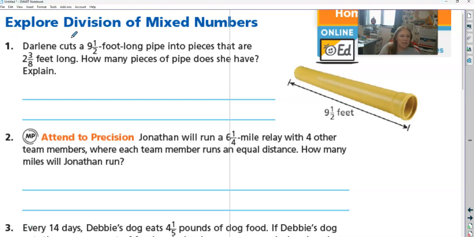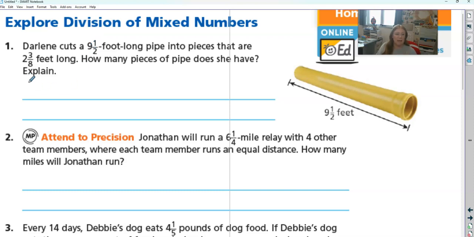So it says, Darlene cuts a 9.5-foot long pipe into pieces. So here's the whole pipe and she's cutting them into pieces that are 2 3/8 long. How many pieces of pipe does she have? It says explain. If you show your work, that's a great explanation.